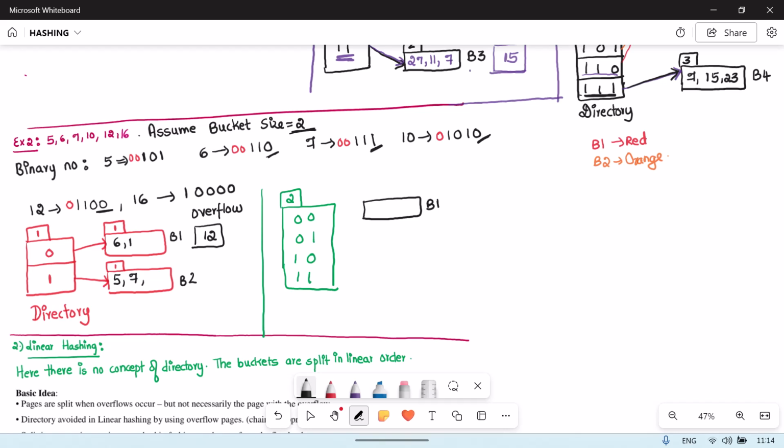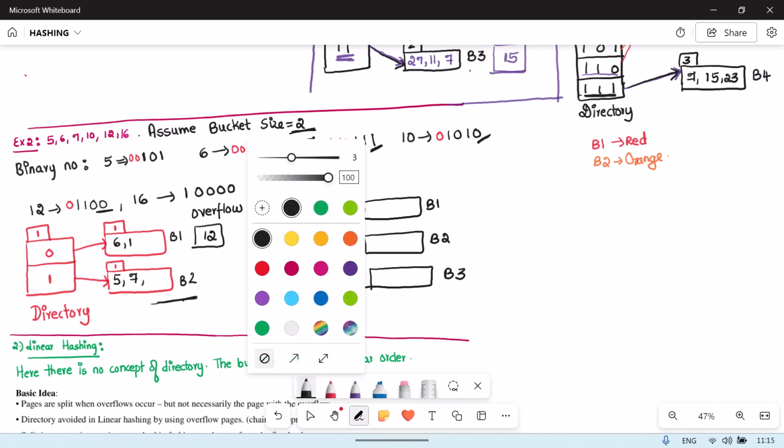What about the next bucket? Should I place a new bucket or should I keep B2? Because in the previous step, after B1, we have B2, right? So no need to worry about it. Just place B2 over here. Whatever extra bucket you get after splitting, you can place it over here, B3, like this. Now, how do you do the connection?